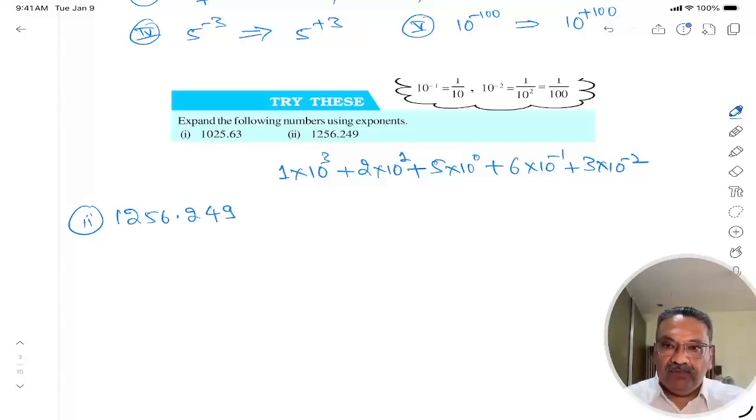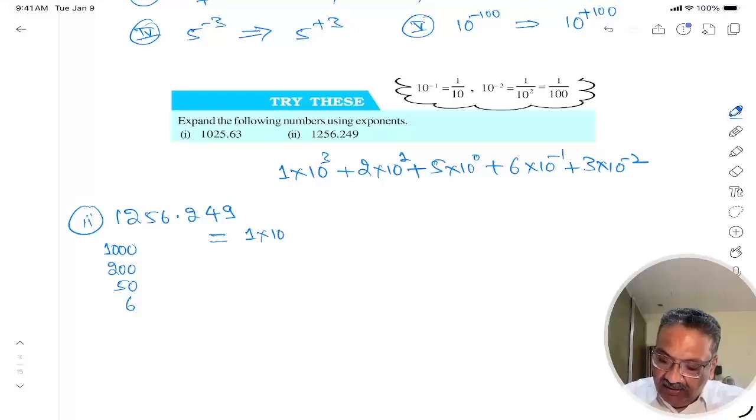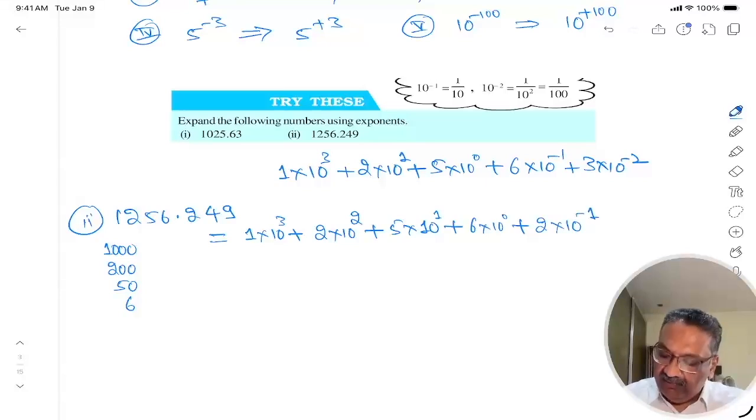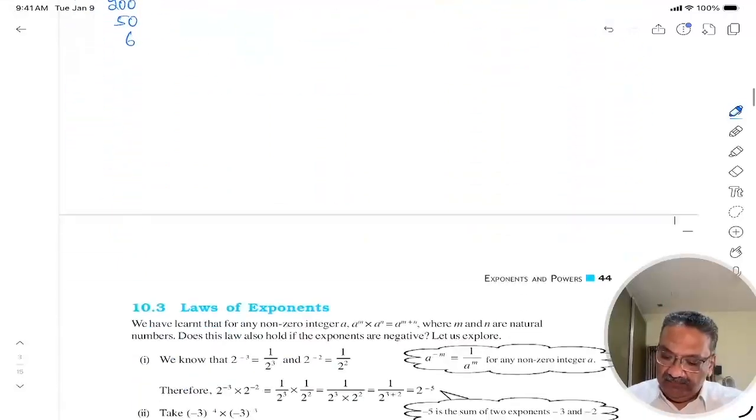1256.249. Confusing, but what should we do? Just write it down. What is 1? 1 is nothing but 1000. What is 2? 2 is nothing but 200. What is 5? Here it is 50, and 6. So this number becomes 1 into 10 to the power of 3 plus 2 into 10 to the power of 2 plus 5 into 10 to the power of 1 plus 6 into 10 to the power of 0 plus the decimal part will be: first decimal is 10 to the power of minus 1 plus 4 into 10 to the power of minus 2 plus 9 into 10 to the power of minus 3.